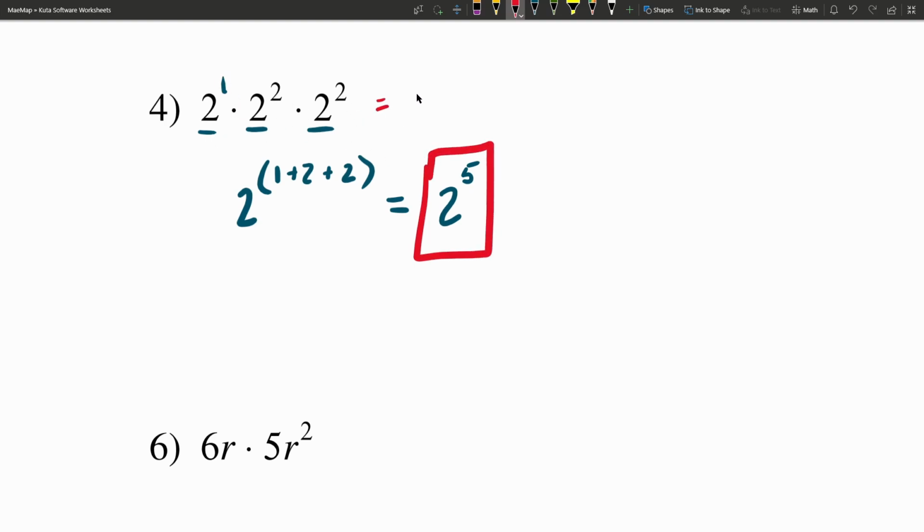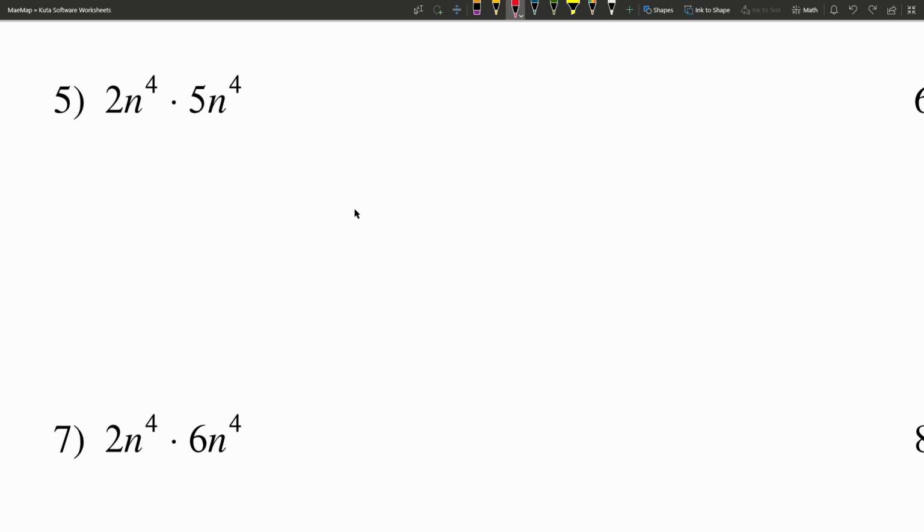Writing this out again, 2 to the first is 2. 2 squared is 2 times 2. Another 2 squared is 2 times 2. You can see that I'm multiplying 2 together 5 separate times. 2 to the 5th. Now let's take a look at number 5, because number 5 is a little different.